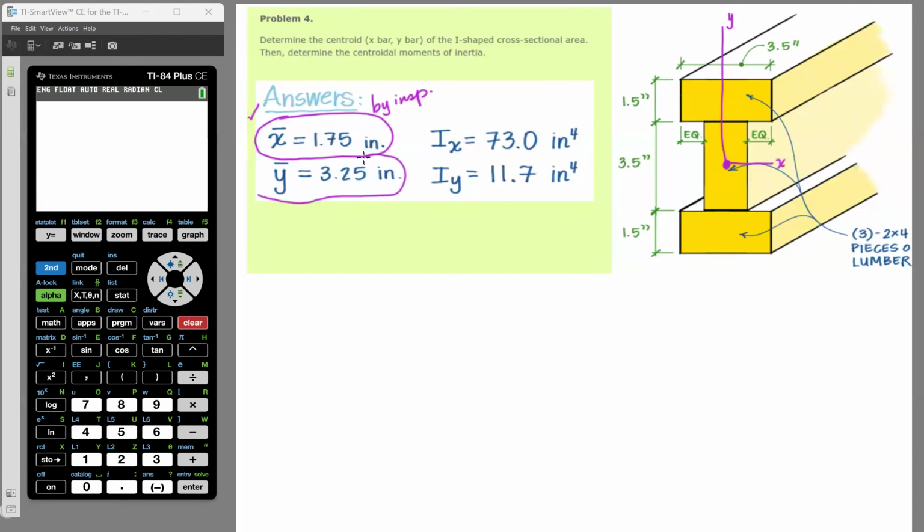My Y bar, the vertical dimension, is also a line of symmetry. So half of the total height. So I've got 3, 4, 5, 6.5 total height. And divide that by 2 to get to my Y bar there. So we can do that one by inspection as well.